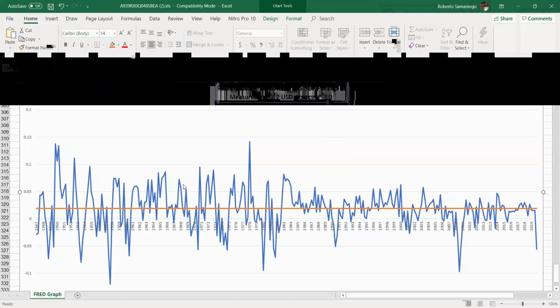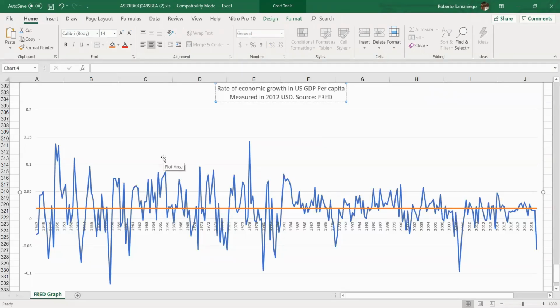which is that the rate of economic growth doesn't seem to display any clear trend upwards or downwards over long periods of time. The blue line here is economic growth rate measured quarterly in the United States, but annualized. And so we can see that it fluctuates all over the place. But the orange line, which is the average growth rate since 1947, goes through most of this. So there's no obvious trend upwards or downwards.